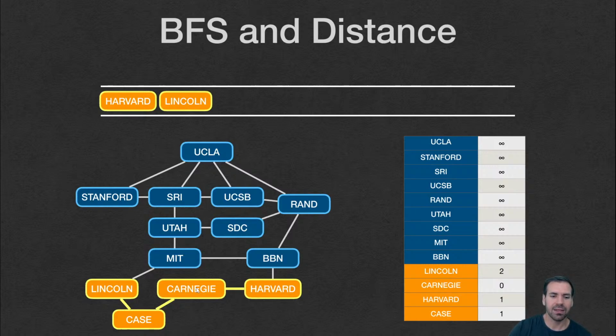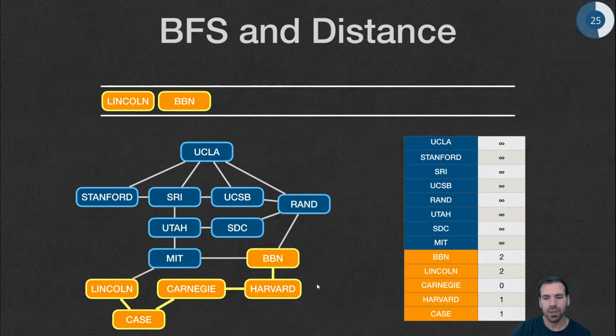Harvard, same thing. Check out Carnegie. It's already been explored. Do nothing. BBN has not been explored. Mark it as explored. Enqueue it. And set its distance equal to Harvard's distance plus 1. So BBN is 2. And here we get to see, with MIT, I said you're going to break the ties arbitrarily. Here's where we get to see where that just washes out in the code automatically. You don't actually have to add any extra code to say this is how we break ties. The ties just get broken without us having to think about it at all.